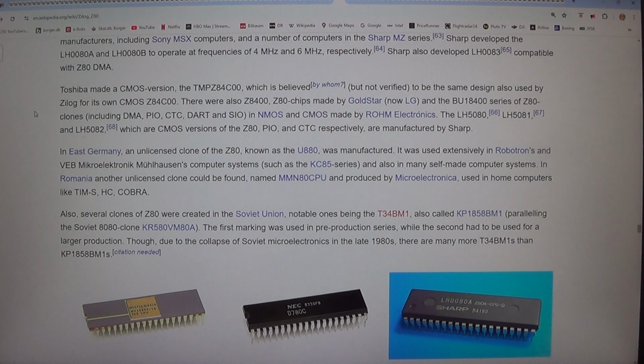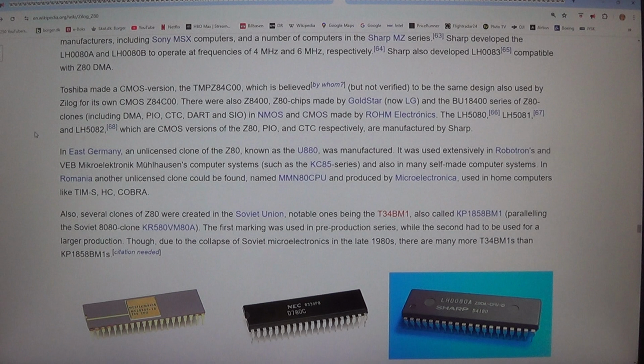The LH5080, LH5081, and LH5082, which are CMOS versions of the Z80, PIO, and CTC respectively, are manufactured by Sharp.